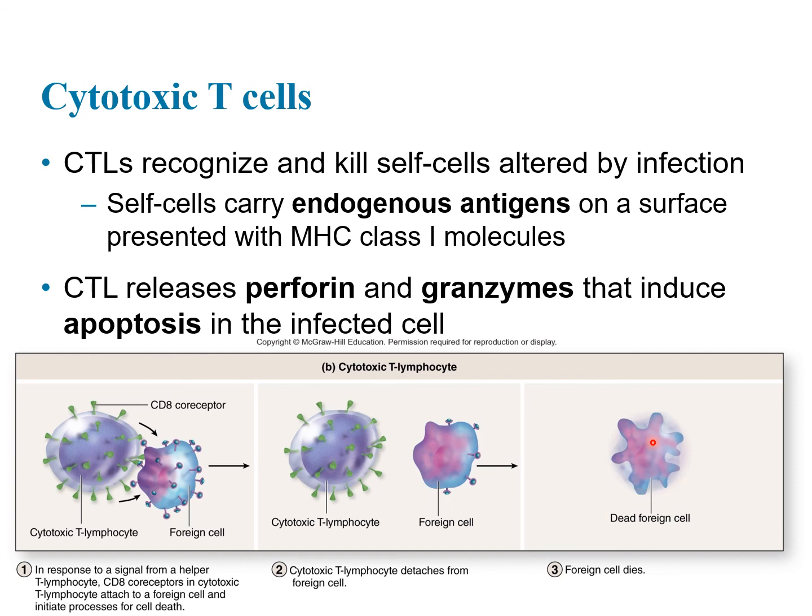So if you compare helper T cells with cytotoxic T cells, helper T cells do not directly attack. Helper T cells just activate your other immune cells that can go ahead and attack. On the other hand, cytotoxic T cells are able to directly attack that cell that has been altered.